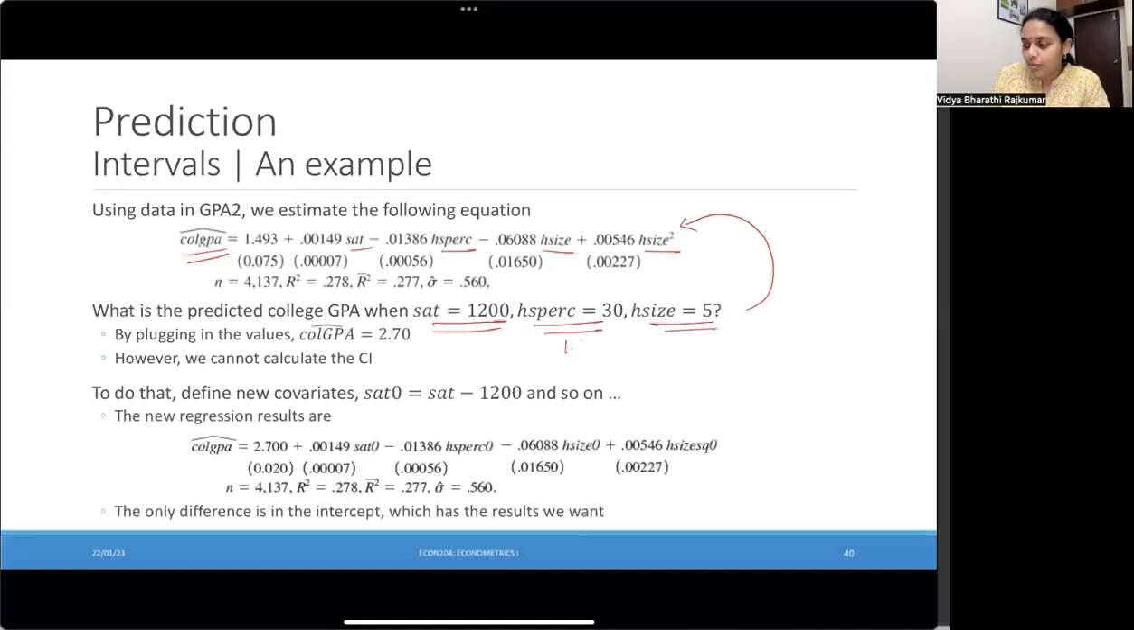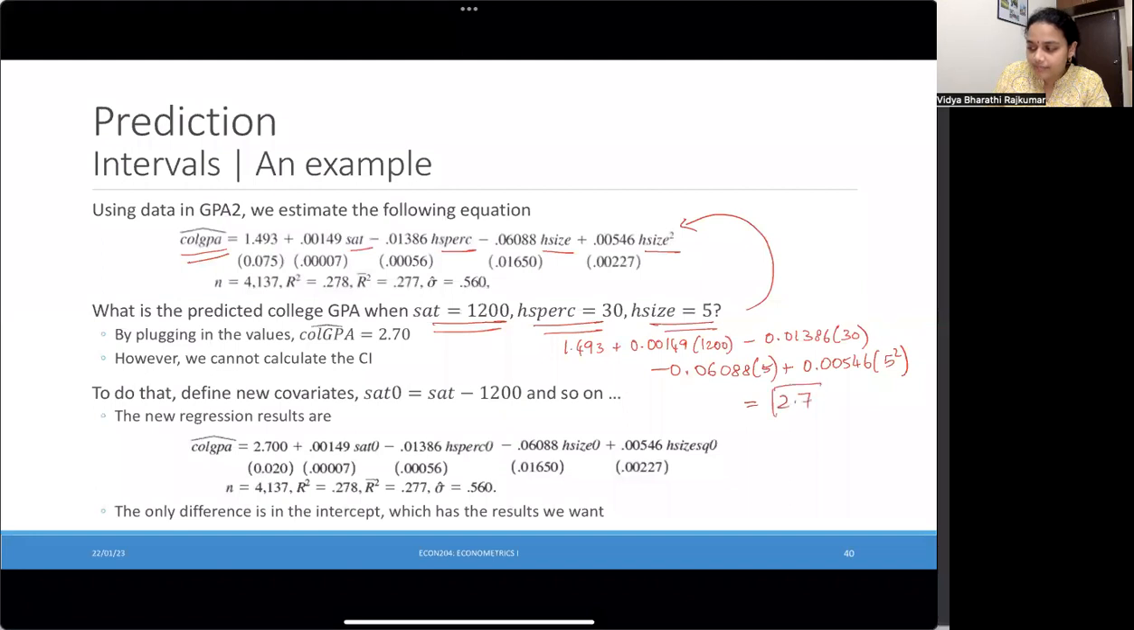So if you do 1.493 plus 0.00149 times 1200 minus 0.01386 times 30 minus 0.06088 times 5 plus 0.00546 times 5 squared, the answer turns out to be 2.7. So for these values of the regressors, the predicted college GPA on average is 2.7.